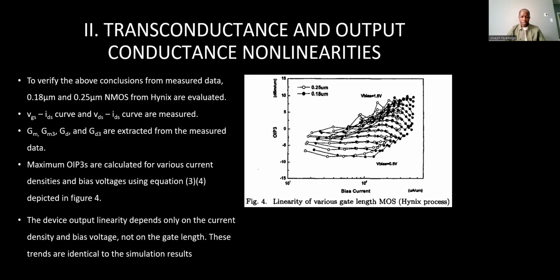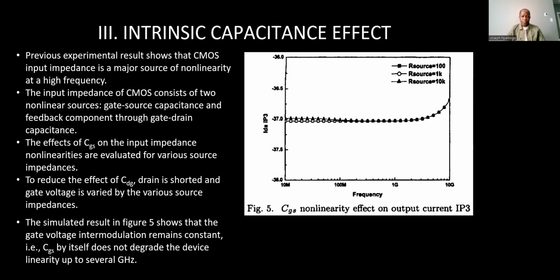The device output linearity depends only on the current density and bias voltage, not on the gate length. These trends are identical to the simulation results. Previous experimental results show that CMOS input impedance is a major source of nonlinearity at high frequency. The input impedance of CMOS consists of two nonlinear sources: gate-source capacitance and the feedback component through gate-drain capacitance.